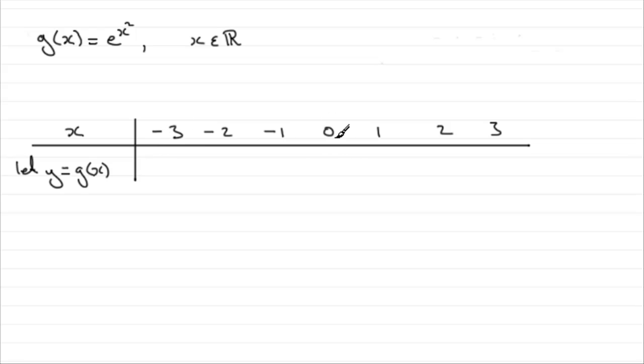Let's start with 0. When x is 0, we'd have e to the power 0. Anything to the power 0 is going to be 1. Substitute 1 in. 1 squared is 1. We've got e to the power 1, or just simply e. Put in 2. 2 squared is 4. We get e to the power 4. Do the same for 3. We get e to the power 9.